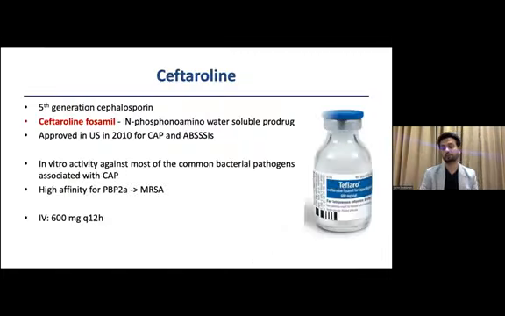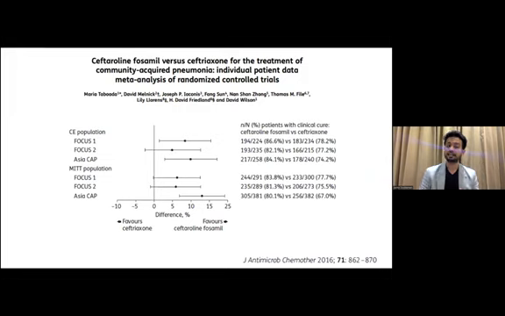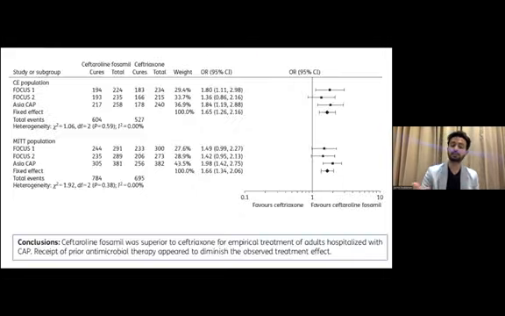The other IV antibiotics in the pipeline, we have the 5th generation cephalosporins. One is ceftaroline. Ceftaroline has most of the potency against all the community-acquired pneumonia bugs and high affinity for MRSA. These are the meta-analysis trials where ceftaroline was compared with the other drug, that is ceftriaxone, for treatment of community-acquired pneumonia, and found out that it was far superior to ceftriaxone when it comes to treating adult patients with community-acquired pneumonia as an empirical therapy.